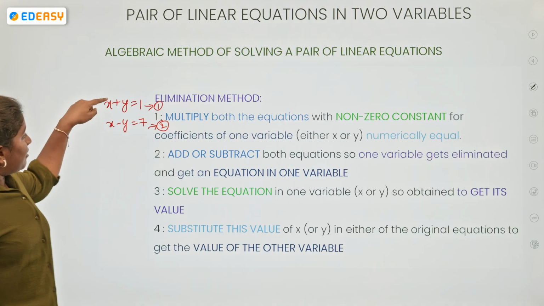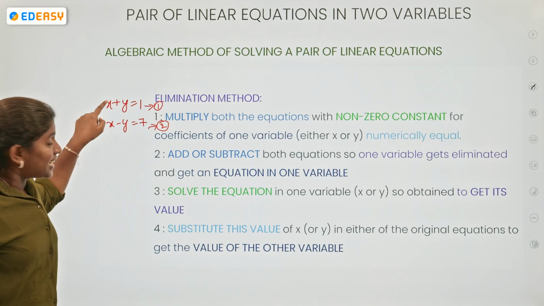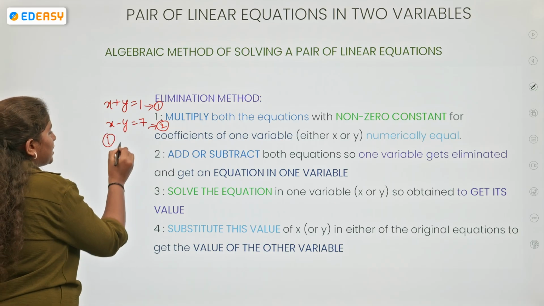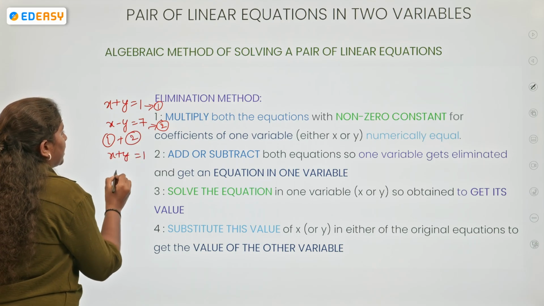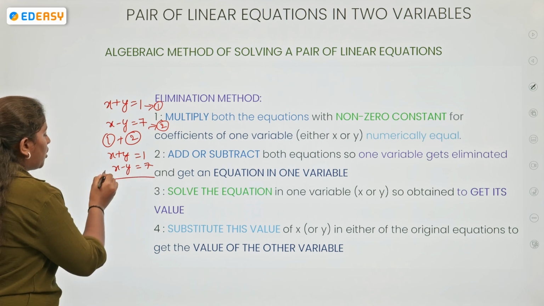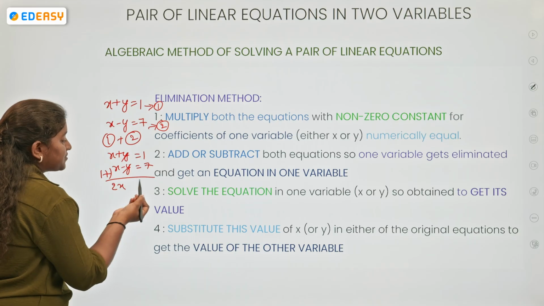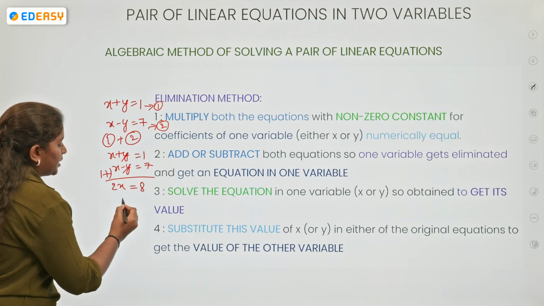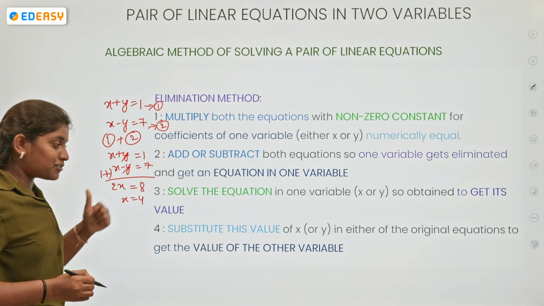See here, if I add plus y and minus y, they cancel. So I can add them directly, right? So let's add them. Equation 1 plus equation 2: x plus y equals 1 and x minus y equals 7. On adding, x plus x is 2x, and plus y minus y cancel, which equals 1 plus 7, 8. Now x equals 4. Clear? So we got the x value as 4.